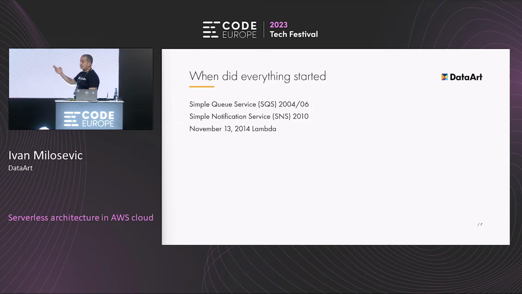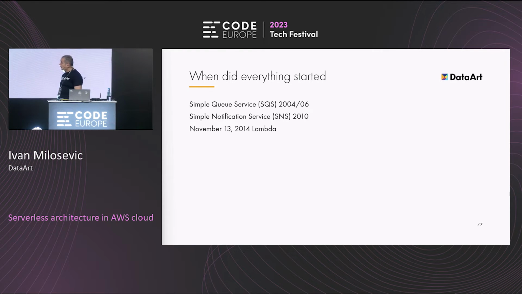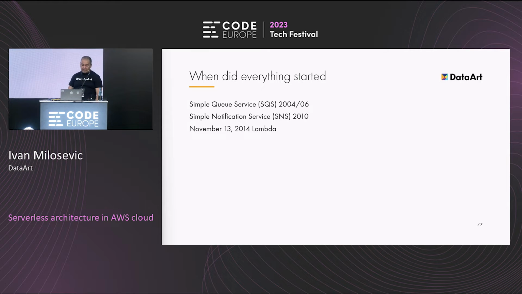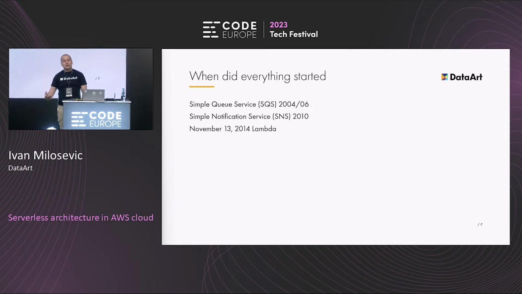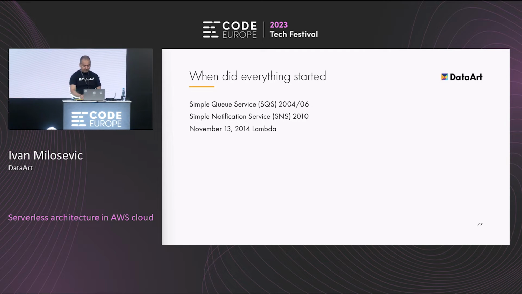And last, but definitely the most important one from the developer's perspective, is Lambda. Lambda entered the scene in 2014. Most of the things that I'm going to talk about today are related to Lambda, or Lambda-centric, with some integration supported by the other two services, plus many others.